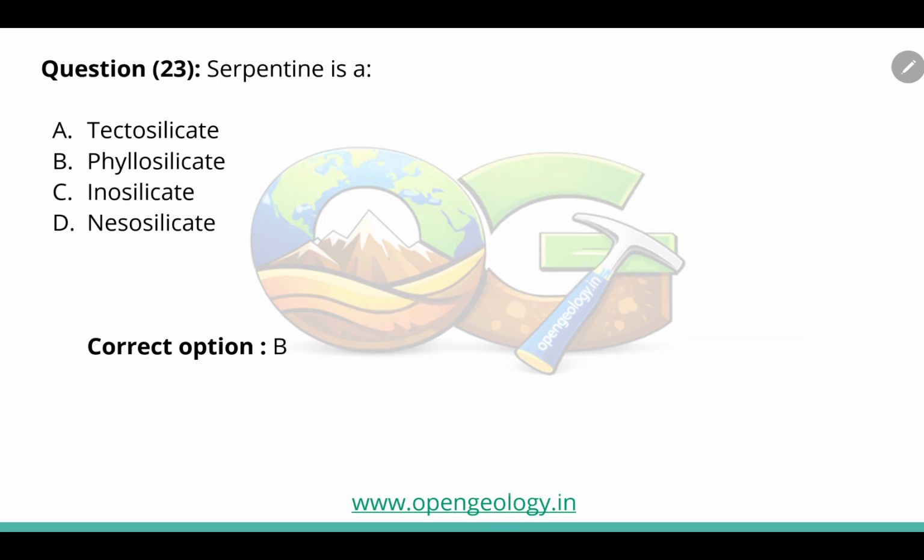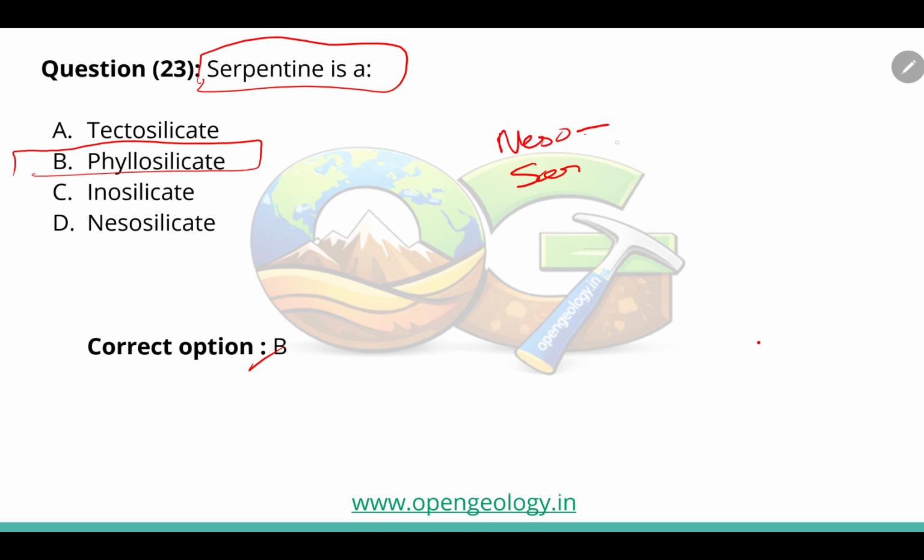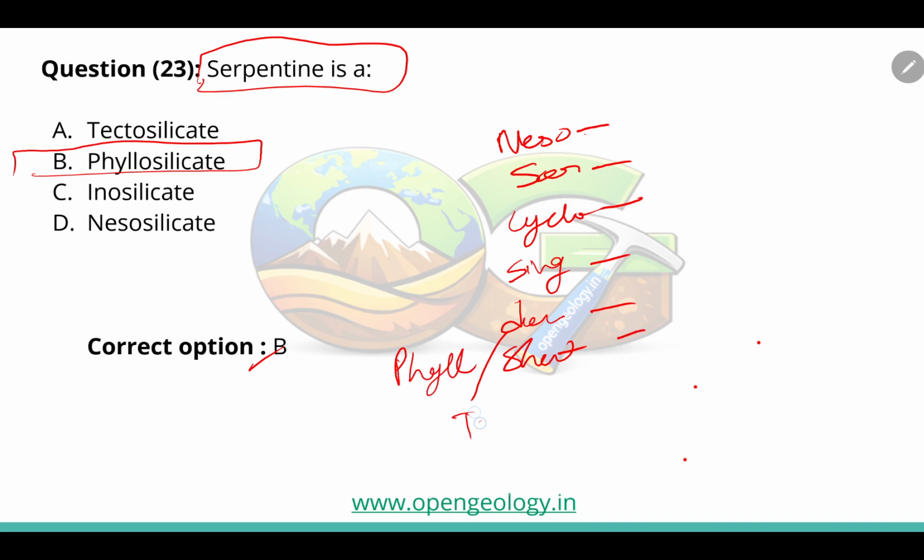Then another question is, serpentine is a what? So serpentine is a phyllosilicate. Now you should remember all of the silicate structures. First one is the nesosilicate, then sorosilicate, and you have the cyclosilicate, single chain silicate, double chain silicate, sheet silicate, which is also known as the phyllosilicate, and the tectosilicates, which are the 3D silicates.